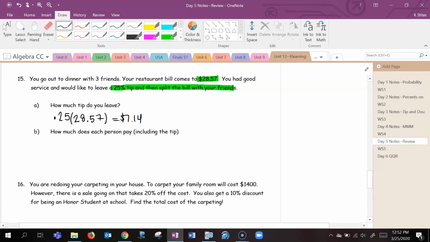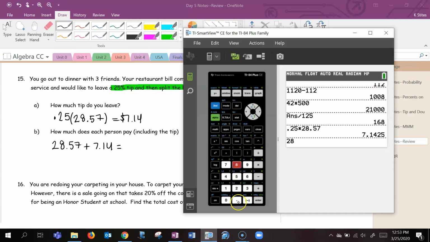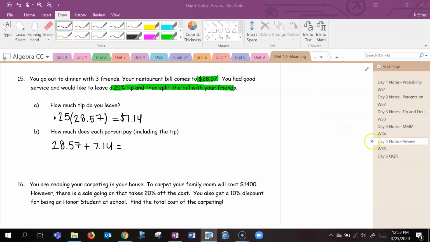Remember, the tip gets added to the total bill. It's an extra amount that we're paying. So I'm going to add that up now to the $28.57. So my actual total, what we're really paying is $35.71.